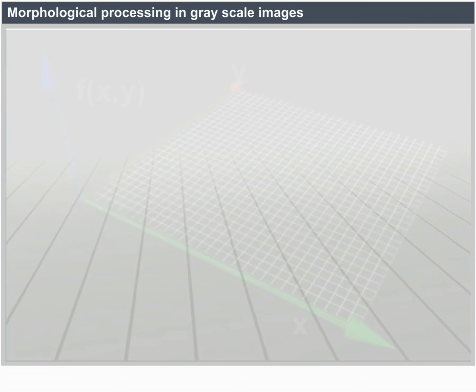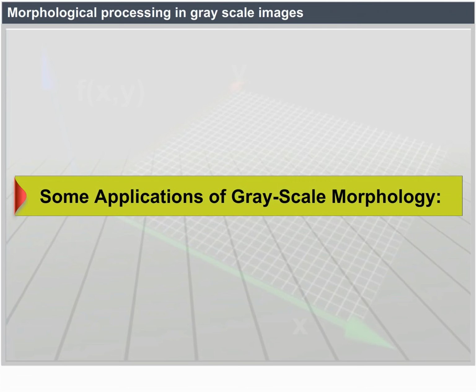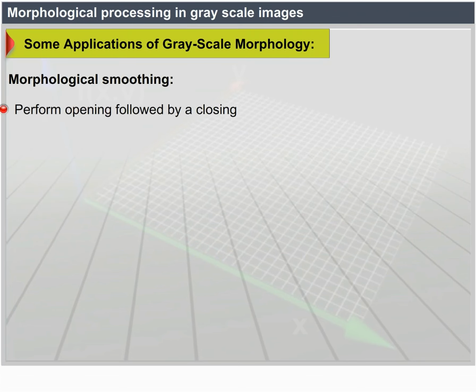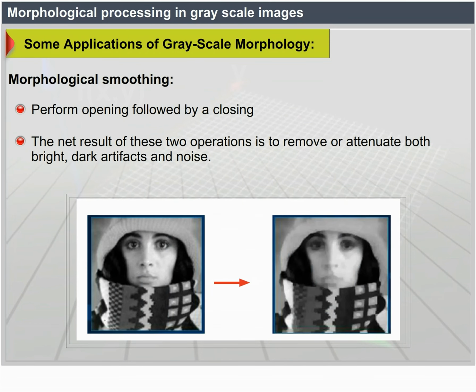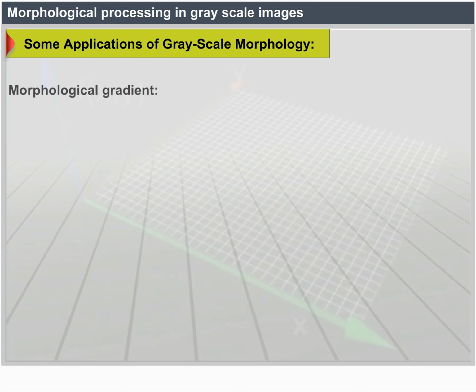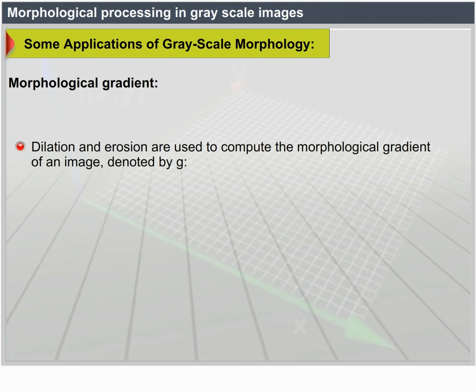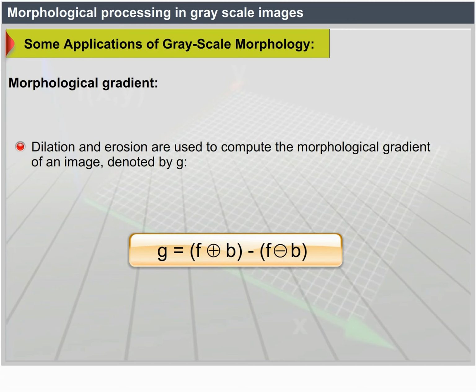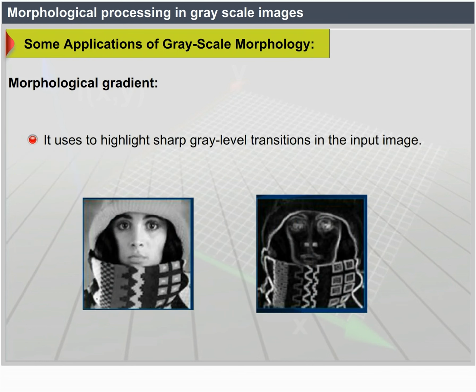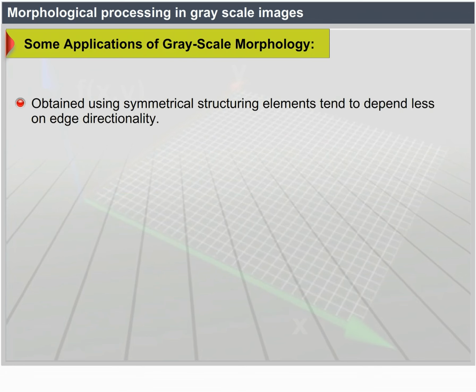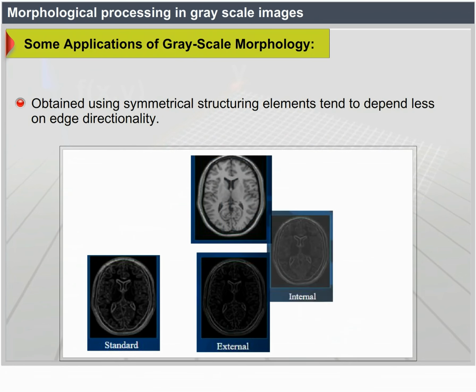Some applications of grayscale morphology. Morphological smoothing: perform opening followed by a closing. The net result of these two operations is to remove or attenuate both bright and dark artifacts or noise. Morphological smoothing images. Morphological gradient. Dilation and erosion are used to compute the morphological gradient of an image, denoted by G, used to highlight sharp gray level transitions in the input image, obtained using symmetrical structuring elements, which tends to depend less on edge directionality.